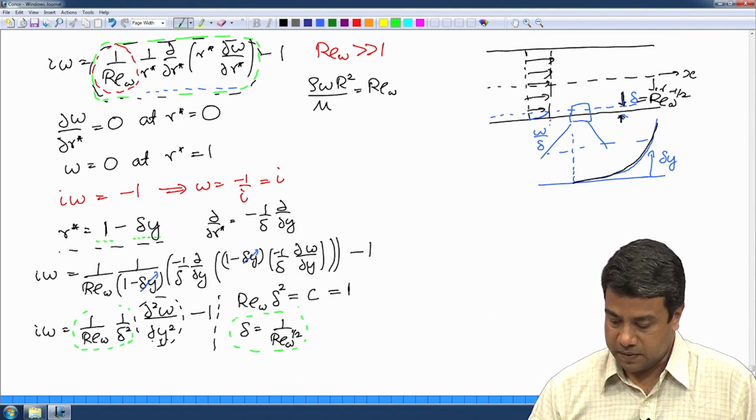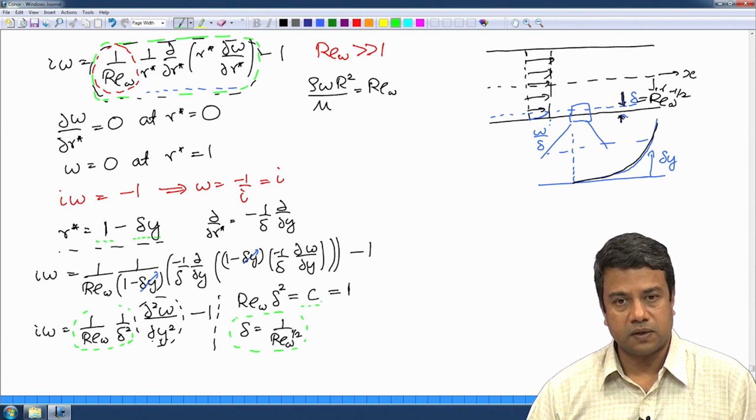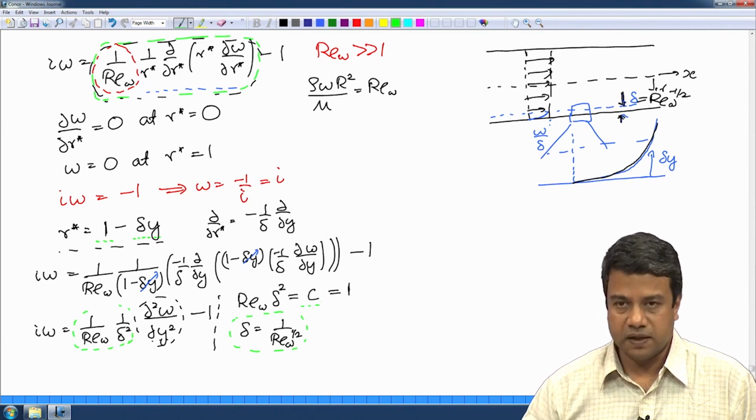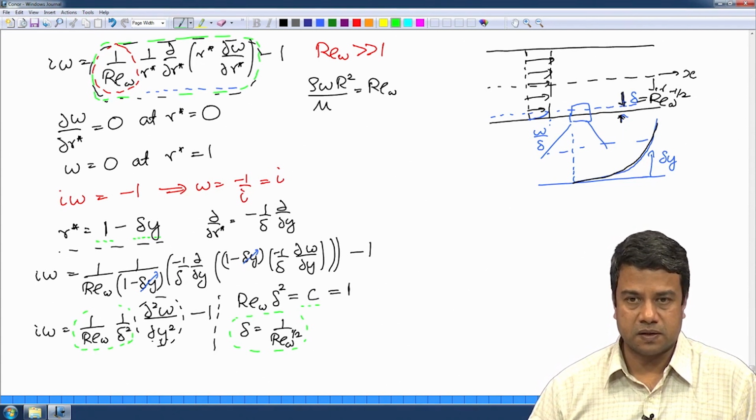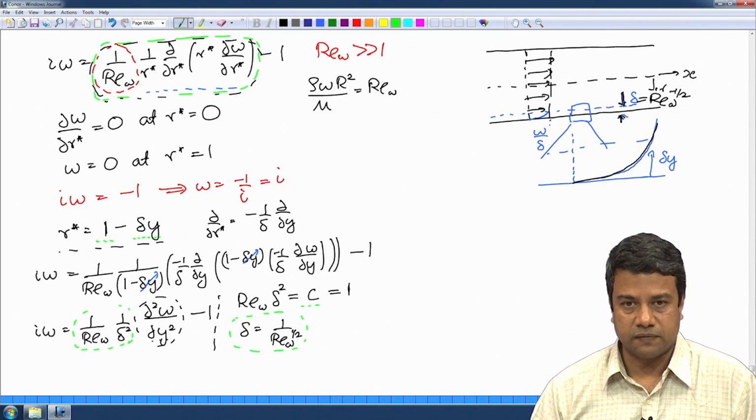In general, this has to be a constant, but you can go through the derivation. Even if you set any value of the constant, the solution in terms of y will depend on the constant. The solution in terms of r star will not depend upon this constant. You can go through that and verify that for yourself.